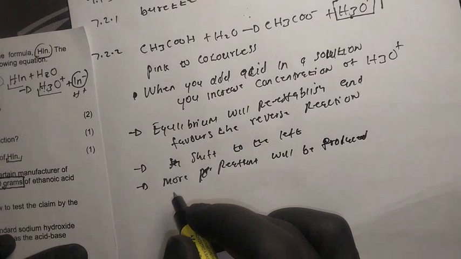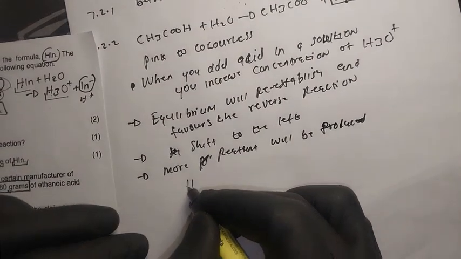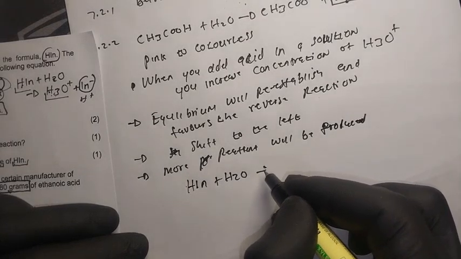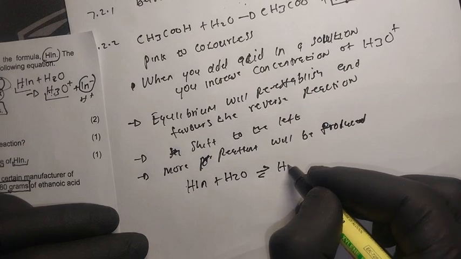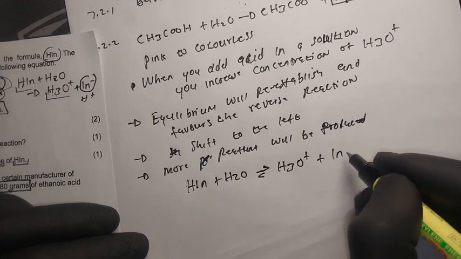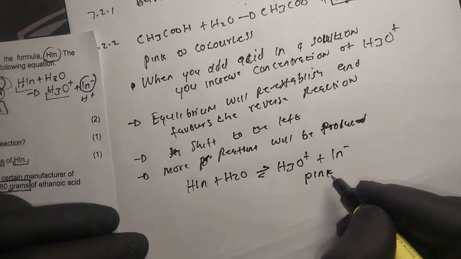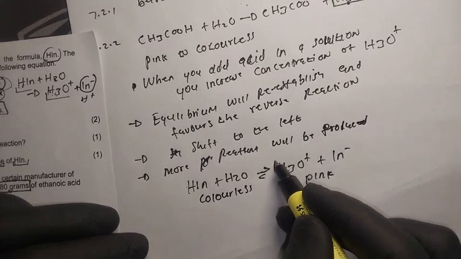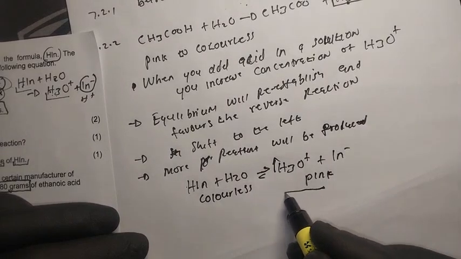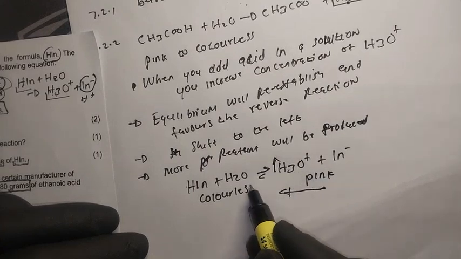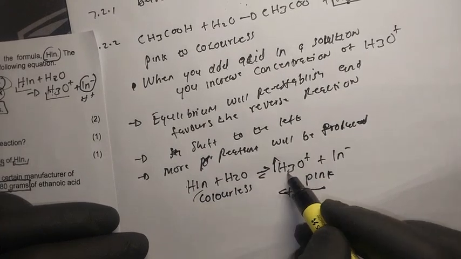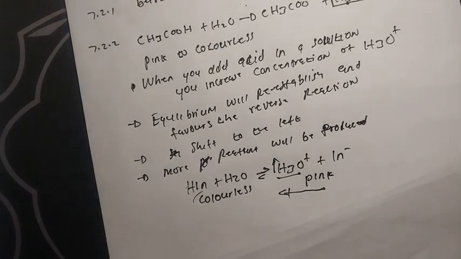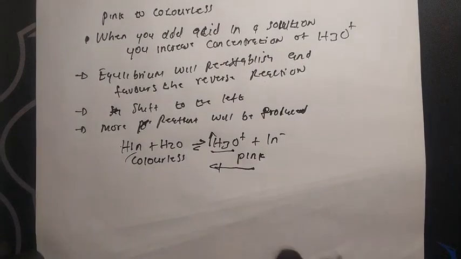Let me write the equation again. The equation is HLn plus H2O, then the products, which are H3O plus and Ln minus. Now this was pink, this is colorless. So now we have more of the reactant, which means it has to lie to the left, and the color will change because we're producing more of this. Since we're increasing the concentration of this one, the equilibrium will shift to the left. I hope it's clear.